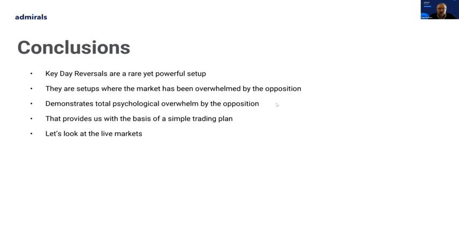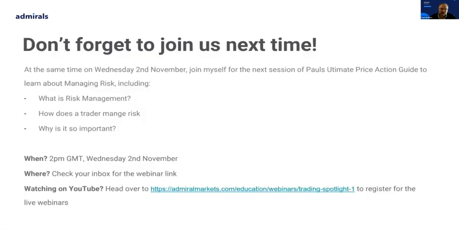So in conclusion, before we switch to the charts, key day reversals are a rare but powerful setup. They're setups where the market has been overwhelmed by the opposition. They've stepped in and taken control of the market, which demonstrates total psychological overwhelm by the opposition. That is what provides us with the basis of a simple trading plan. With that in mind, why don't we go and have a little look at the live markets and see a couple that have maybe been setting up in the last day or two.